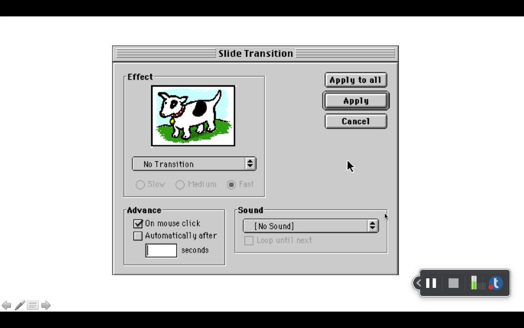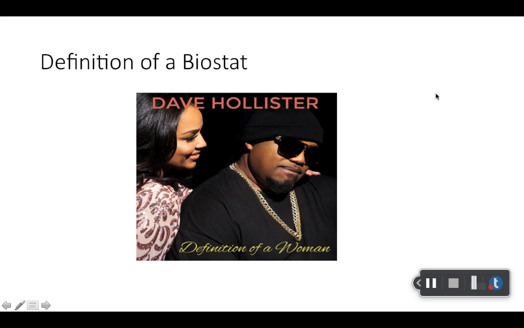Slide transition, another just Google image search, because after all those stupid definitions, I was like, I need something else here. But I don't know if you guys remember when computers used to look like this.